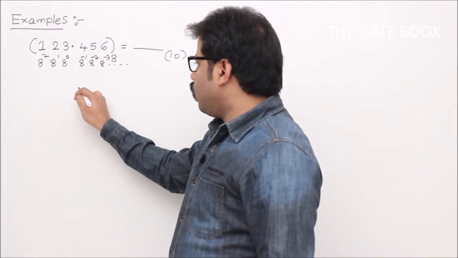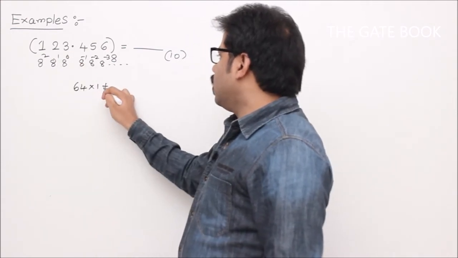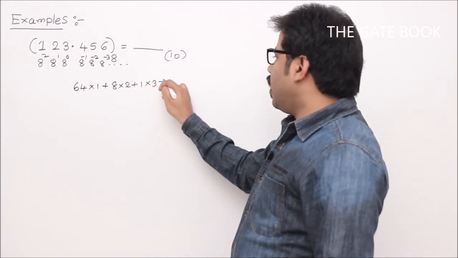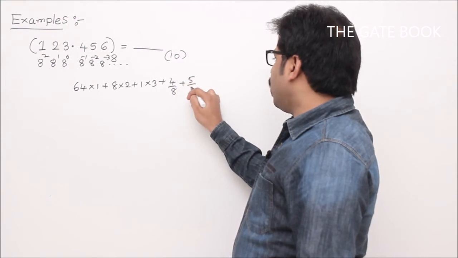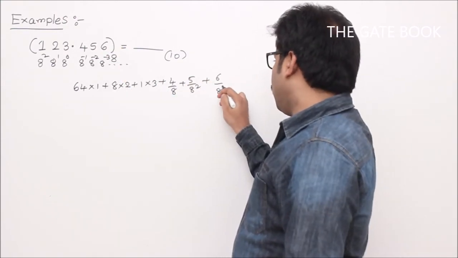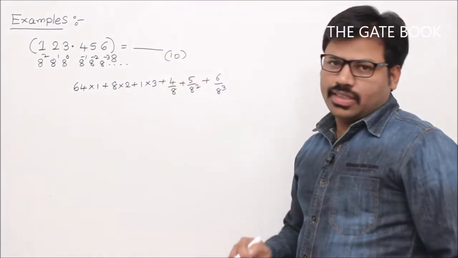Then if I convert, it would become 64 into 1 plus 8 into 2 plus 8 power 0, 1 into 3 plus 4 by 8 plus 5 by 8 square plus 6 by 8 power 3. In that way we have to simplify. Then if you simplify it, you get decimal, right?